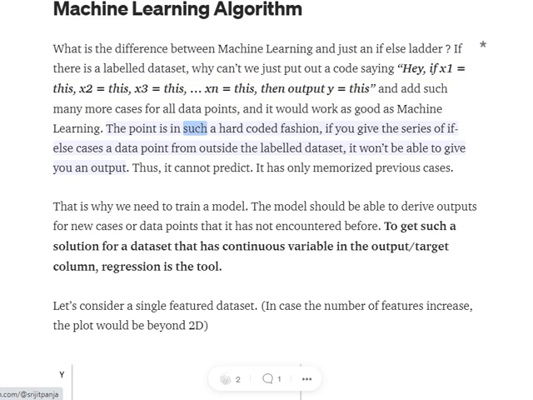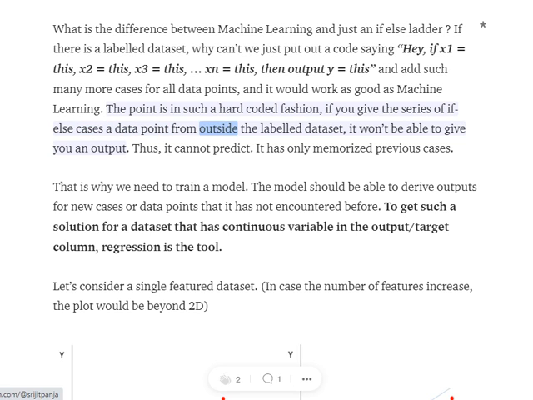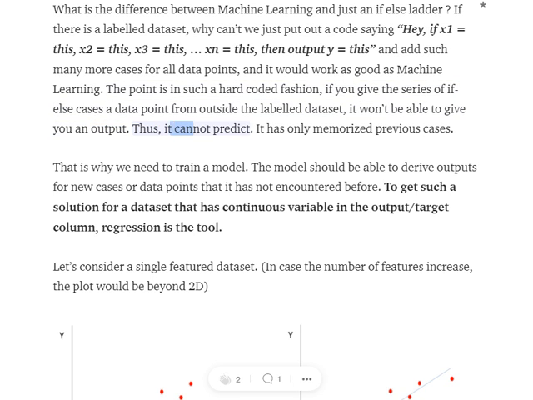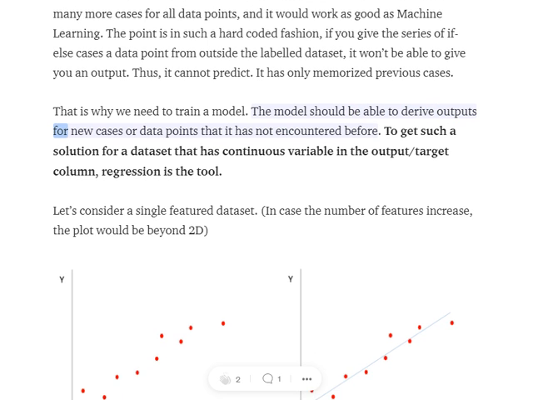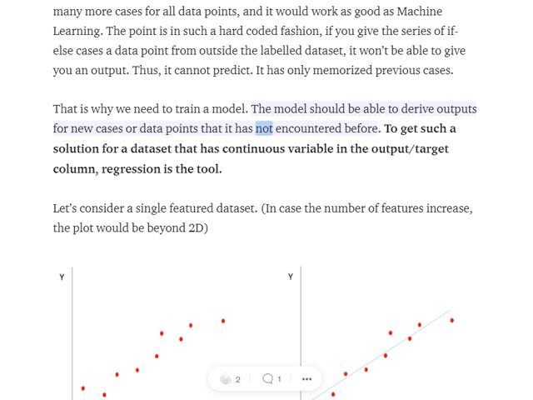The point is, in such a hard-coded fashion, if you give the series of if-else cases a data point from outside the labeled dataset, it won't be able to give you an output. Thus, it cannot predict. It has only memorized previous cases. That is why we need to train a model. The model should be able to derive outputs for new cases or data points that it has not encountered before.